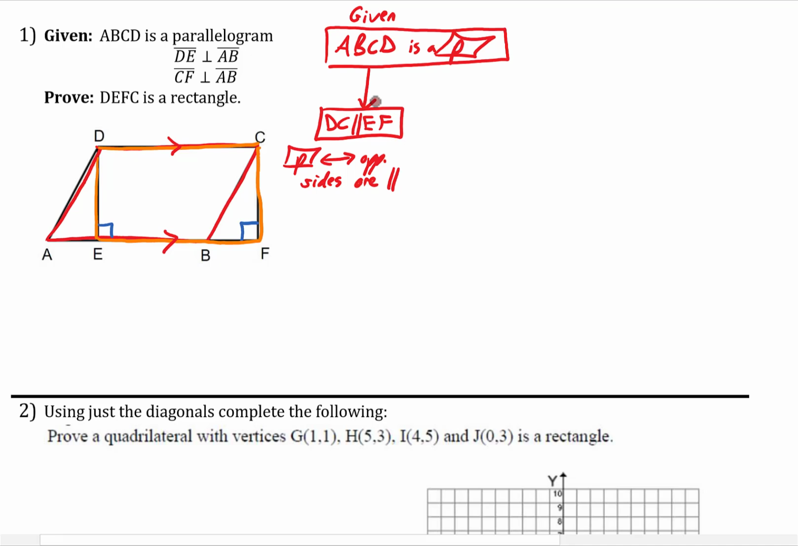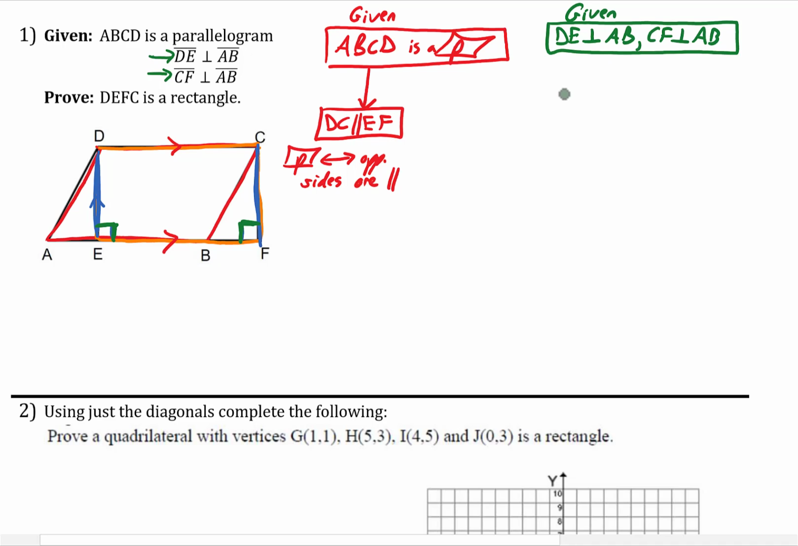Okay, now how are we going to prove that this guy right here is parallel to this guy? Well, if we treat these angles here like same side interior angles in parallel lines, then we could use that if same side interior angles sum to 180, the lines are parallel. Okay, so we're going to definitely need these two statements. So let's start with that. DE is perpendicular to AB, and CF is perpendicular to AB. This is given.